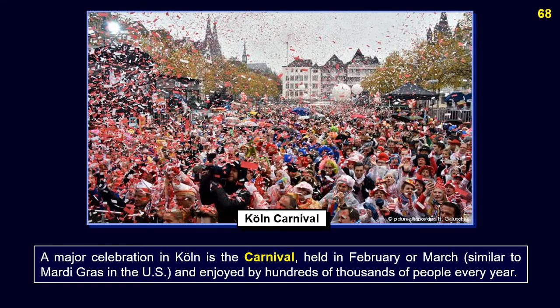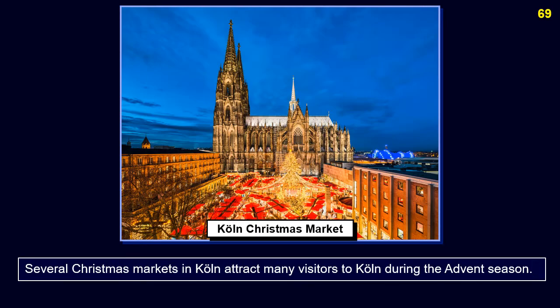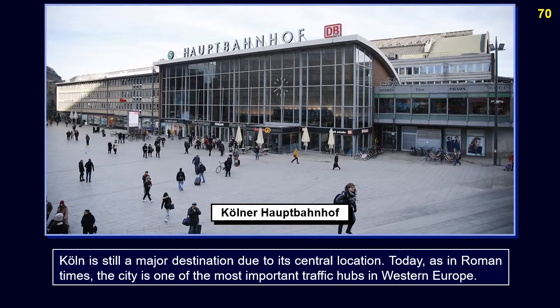A major celebration in Köln is the Carnival, held in February or March, similar to Mardi Gras in the U.S., and enjoyed by hundreds of thousands of people every year. Several Christmas markets in Köln attract many visitors during the Advent season. Köln is still a major destination due to its central location. Today, as in Roman times, the city is one of the most important traffic hubs in Western Europe.